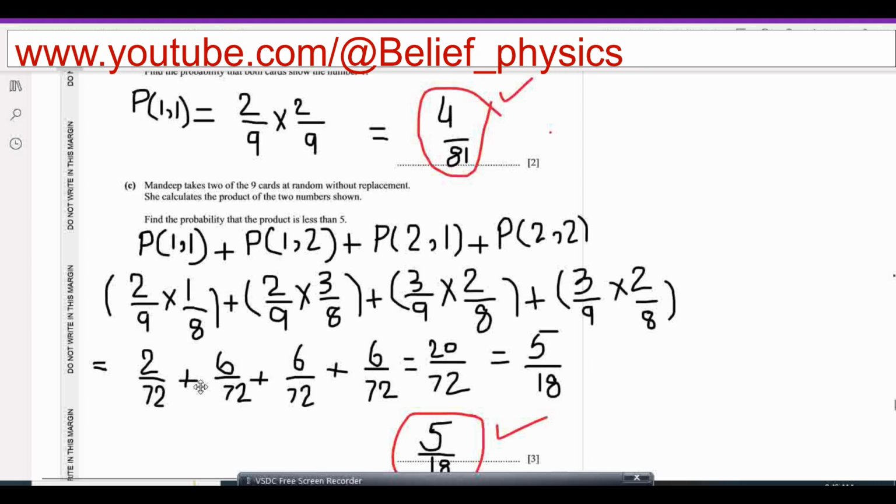We simplify with the LCM of 72 and just add them. 6 times 3 is 18, 18 plus 2 is 20, so it comes out to 20 over 72. When you simplify it by the table of 4, 4 fives are 20, 4 eighteens are 72, it comes out to be 5 over 18. So the answer is 5 over 18.